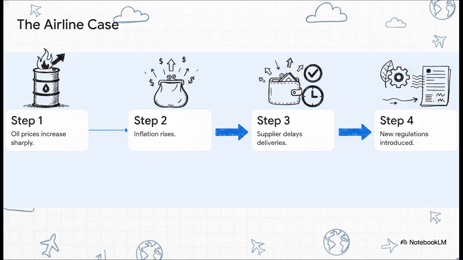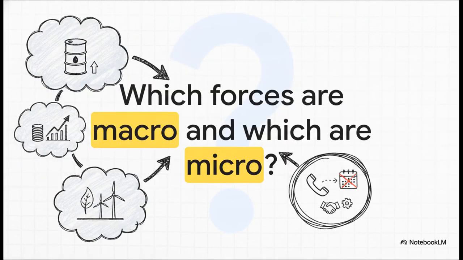As an executive sitting at the table, you need to categorize these shifting winds immediately. So what do you think? Which forces are macro and which are micro? Let's reveal the answers. Those oil prices, the inflation, and those broad new environmental regulations, those are classic macroeconomic forces. The airline cannot control global oil markets or broad economic inflation, right? They just have to adapt their ticket pricing and fuel hedging strategies.